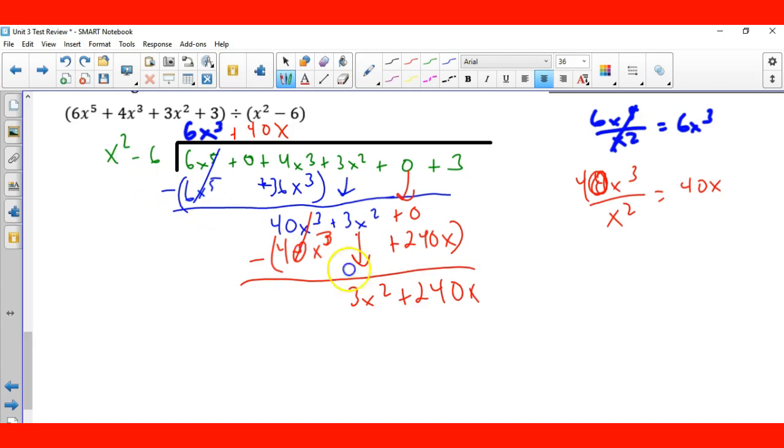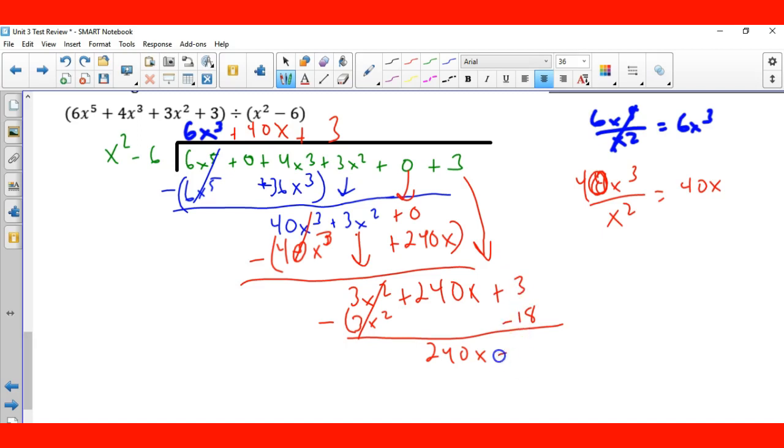Alright. Now I want this x squared to be 3x squared. So 3 times x squared is going to be 3x squared. And 3 times negative 6 is going to be negative 18. Alright, so don't forget your negative out here. So that cancels. And that becomes positive 18. So I have 240x. And 3 minus 18 is going to be a negative 15.